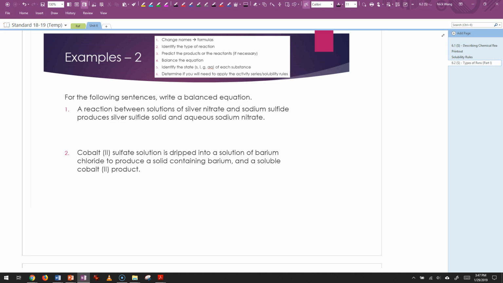So here we go. A reaction between solutions of silver nitrate and sodium sulfide produces silver sulfide and aqueous sodium nitrate. To speed things along, I went ahead and wrote out all the compound formulas that are a result of this. So you need to make sure that you can do this on your own as well. I'm doing it for the sake of just having it down. Let's go and fill out the rest of the information we need.